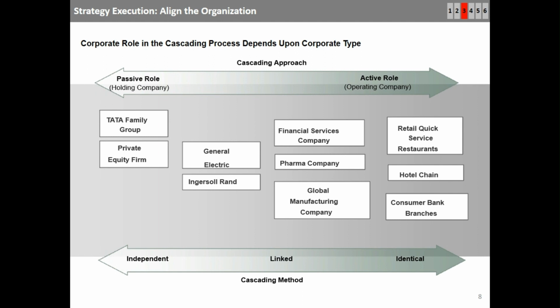Not all companies are aligned in the same way. This is a very important point to understand. The cascading method is shown below. On the left side the cascading method is largely independent, and on the right side the cascading method is identical. In the middle, selected objectives are linked and others are left.